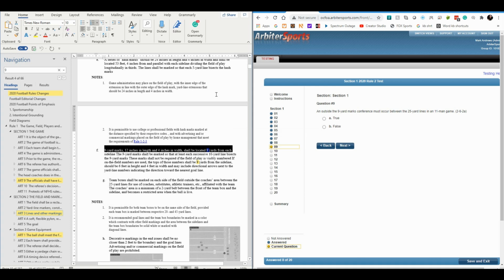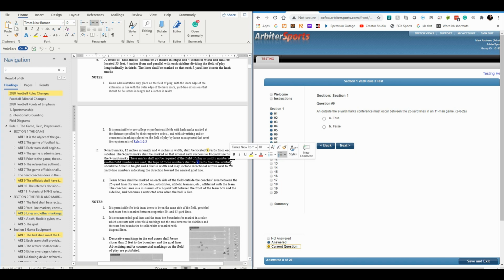And that's because these marks shall not be required if the field of play is visibly numbered. If the on-the-field numbers are used, the tops of the numbers shall be the 9 yards from the sidelines. So we don't have 9-yard marks. We use the top of the numbers for this 9-yard mark.